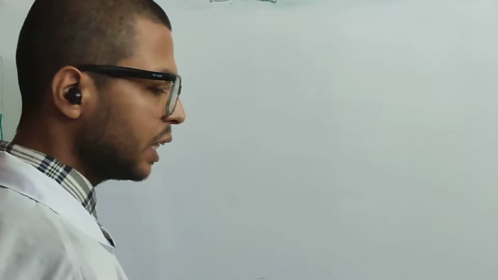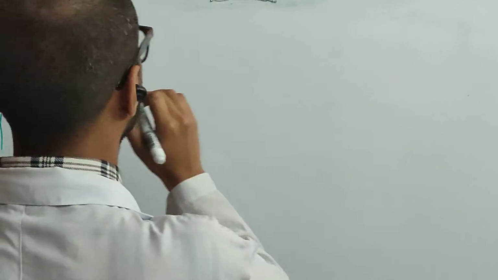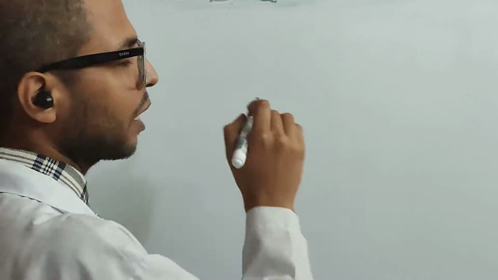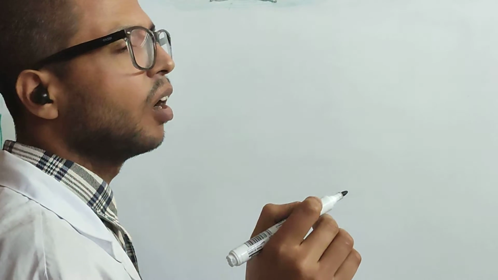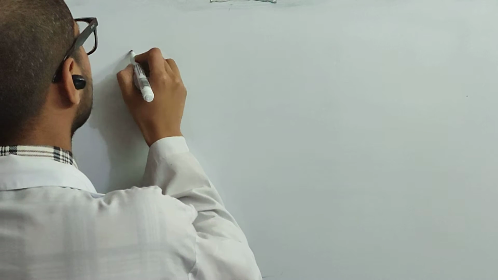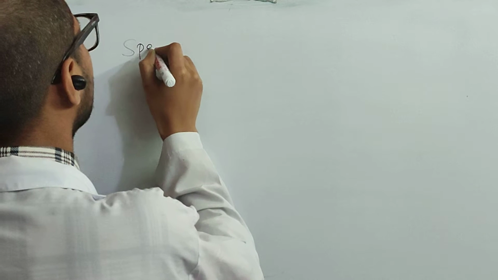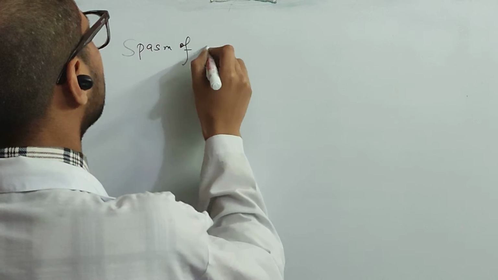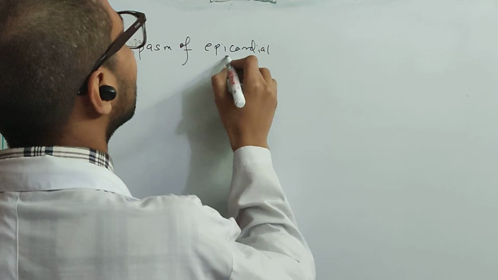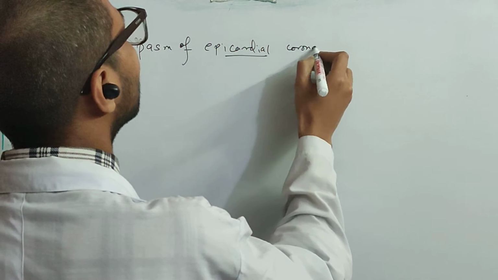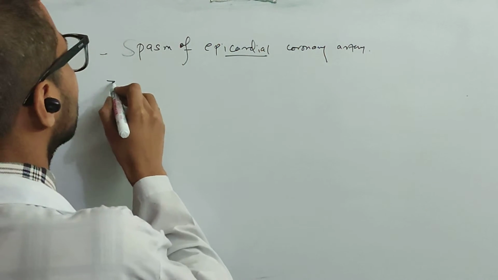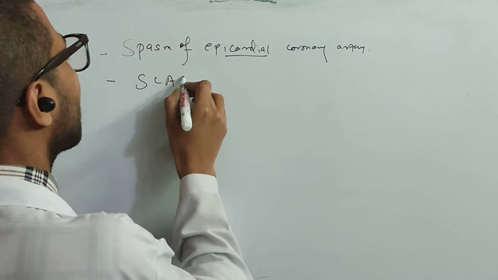So let's discuss the etiology one by one. We told you about atherosclerotic plaque rupture, erosion, or calcific deposit being one cause. Another cause is a spasm of the epicardial coronary artery. Another cause is a spontaneous coronary artery dissection.